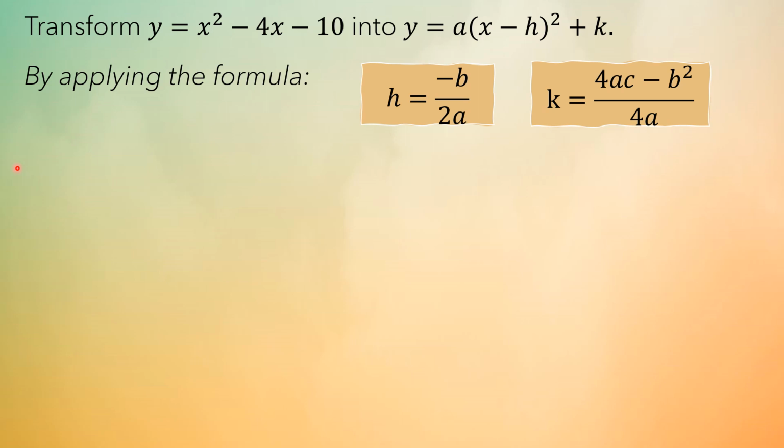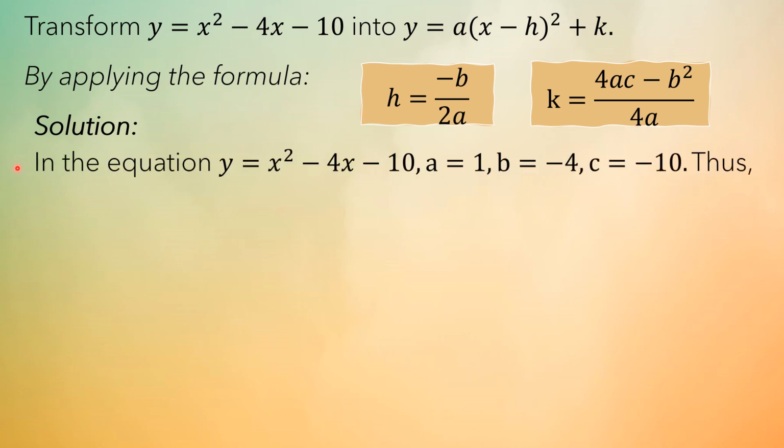So, for the solution, in the equation y equals x squared minus 4x minus 10, a equals 1 because walang katabi na constant or numerical coefficient. So, automatic that is 1. B is negative 4 and C is negative 10. So, ang values ng A, B, and C ay isa-substitute lang natin sa formula ng H and K.